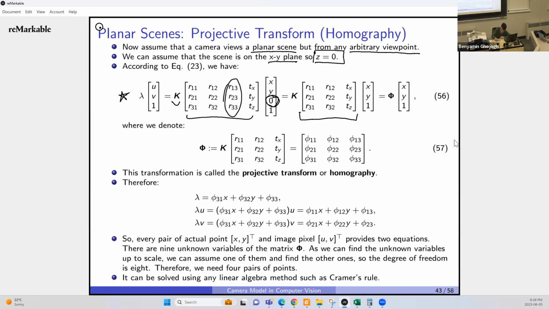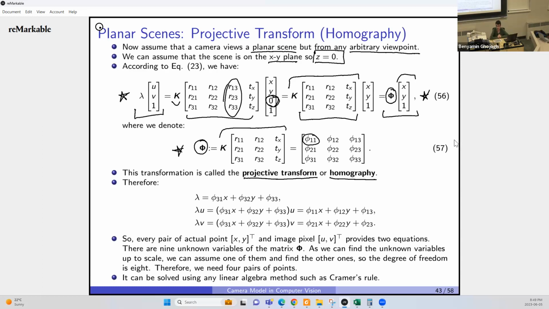Now I define K times this matrix to be phi, and this will be a 3 by 3 matrix. I named its elements phi ij: phi 1,1, phi 1,2, phi 1,3, etc. Therefore, I have phi here, and also xy1. This transformation, lambda uv1 equals phi xy1, where phi is defined as in equation 57, is called projective transform or homography in computer vision.